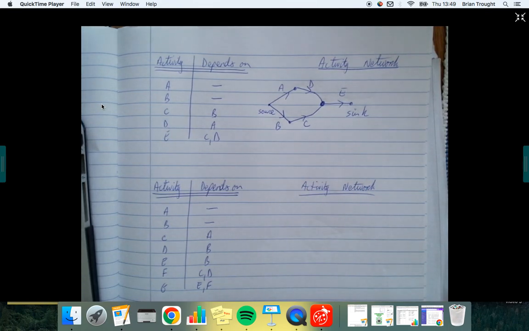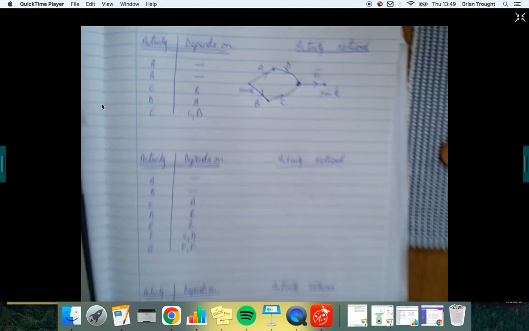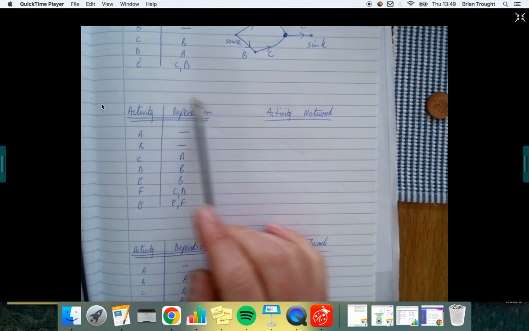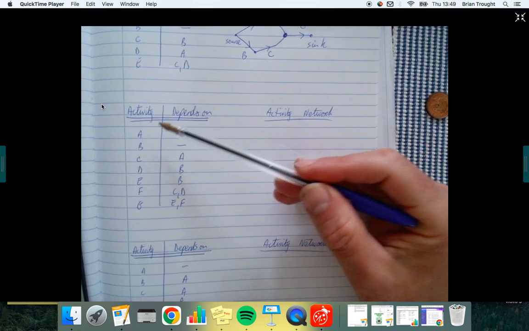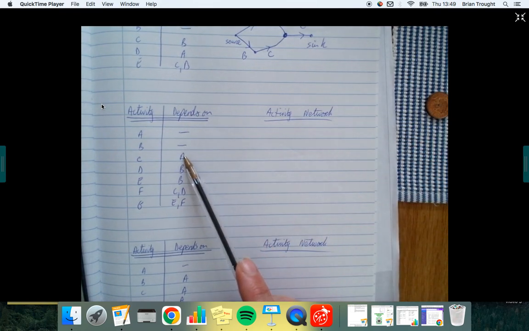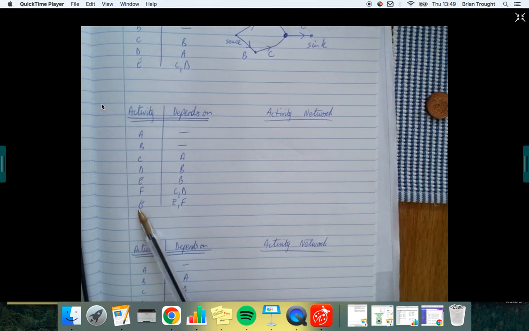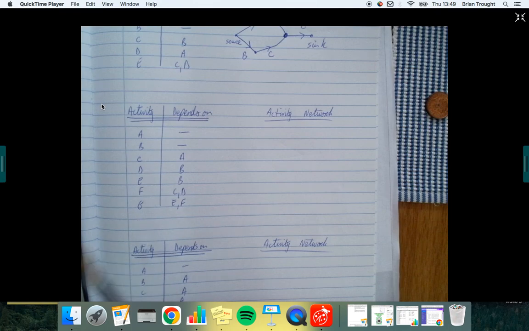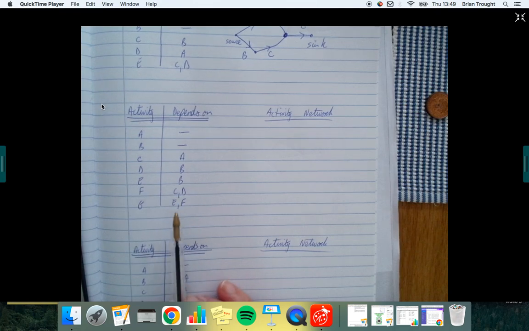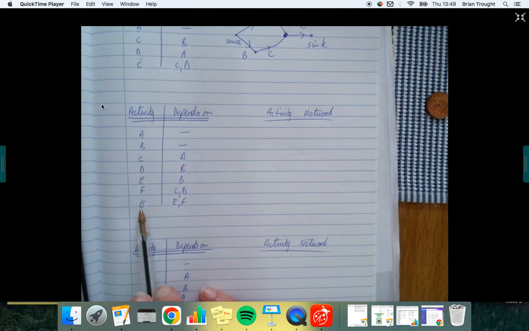Okay, let's look at number 2. We'll start with the precedence table. These lines mean that A and B will come out of the source. We have A, B, C, D, E, F. We're missing G on the right hand side, so G will go into the sink. And then other things that stand out here, both C and D need to come together before F, and E and F need to come together before G.